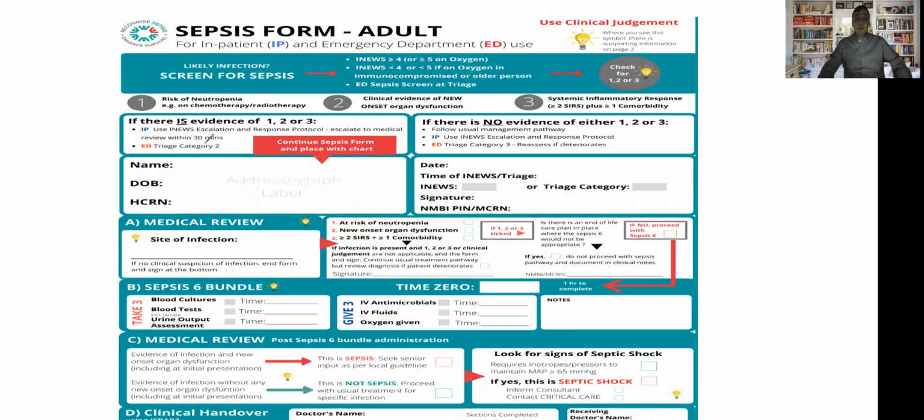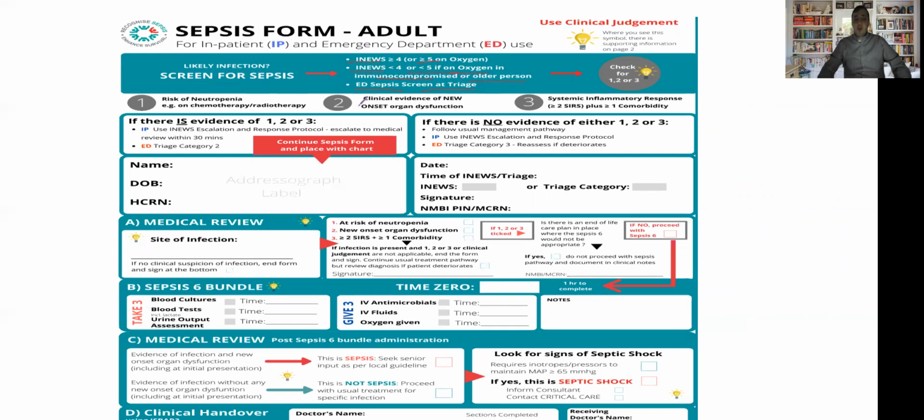So likely infection, screening for sepsis. If the patient has INEWS more than or equal to 4, or more than or equal to 5 on oxygen, or INEWS less than 4 or less than 5 if the patient is on oxygen, in an immunocompromised patient or elderly person, and ED sepsis screen at triage. So here, the likely infection, screen for sepsis for this patient.